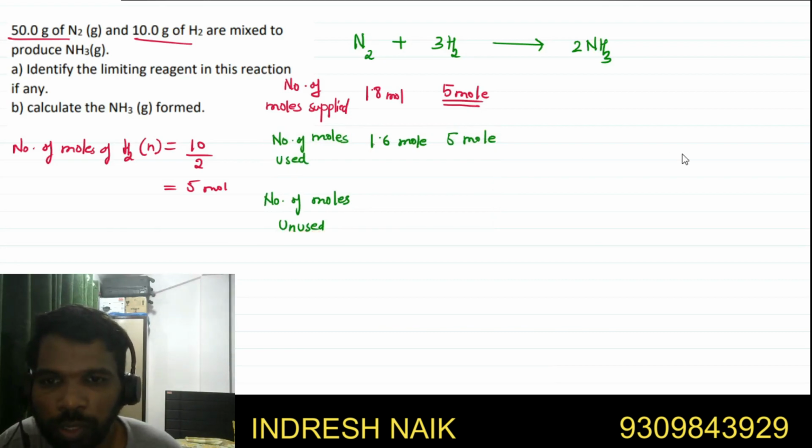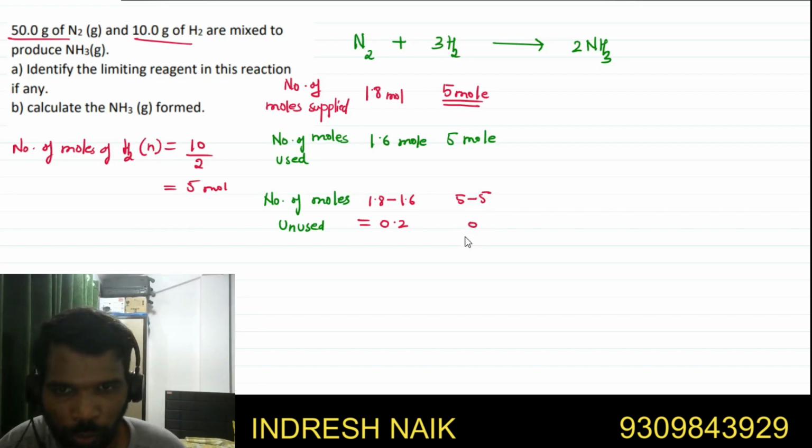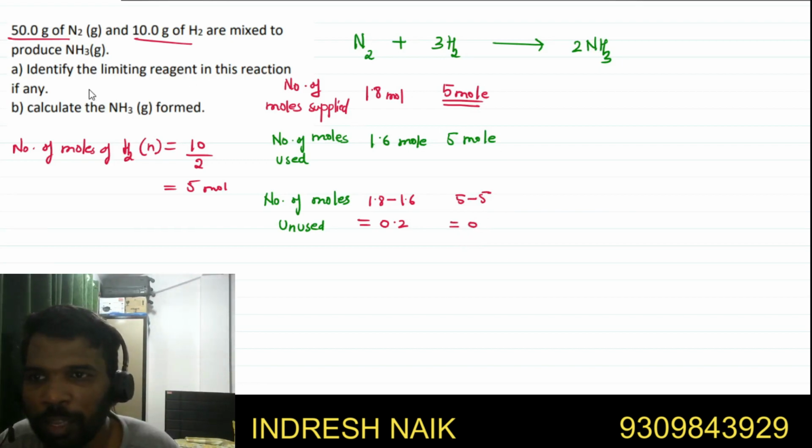So number of moles unused will be what? 1.8 moles was supplied. How much are you using? Just 1.6, which leaves 0.2. And here 5 was supplied. You are using all 5 moles, so this is 0. Right? So which is the limiting reagent? Identify the limiting reagent. So here hydrogen is the limiting reagent.